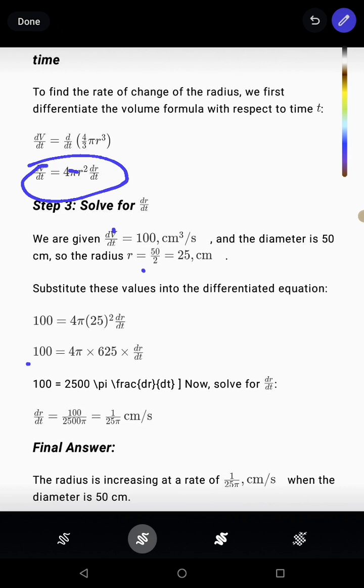2,500 pi. So dr/dt will be, dividing both sides by 2,500 pi, that will be 100 over 2,500 pi. So this 0 cancels 0, 0 cancels 0. We have 1 over 25 pi centimeter per second. That is the rate at which the radius is increasing.